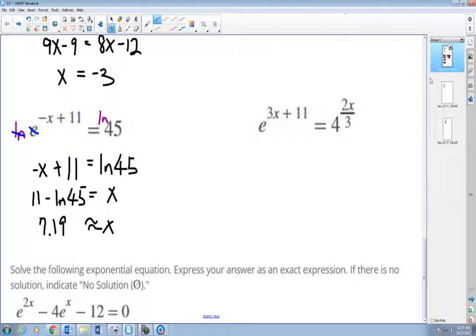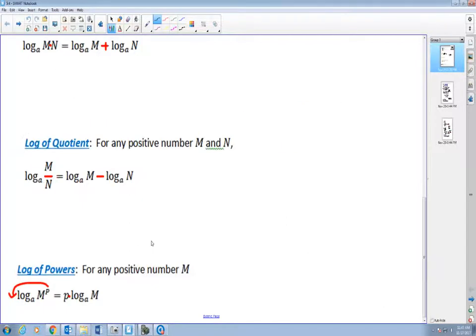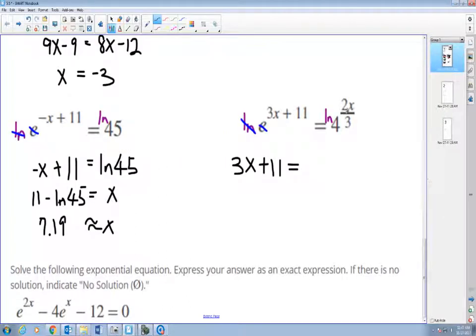Alright. Now this one is a little bit different because on this side, this is just a base 45. It's just a 45 when I take a natural log. But here, I still use the same approach. Take a natural log on both sides, because natural log and e will cancel out. But what happens here, when I take a natural log over there, remember now, natural log is the same as a logarithm. It's just with a different base. So that means I can use the log of power again. That means the exponent that contains my variable will go to the front. That will be 2x over 3 times natural log of 4.